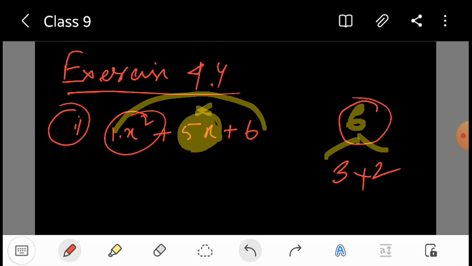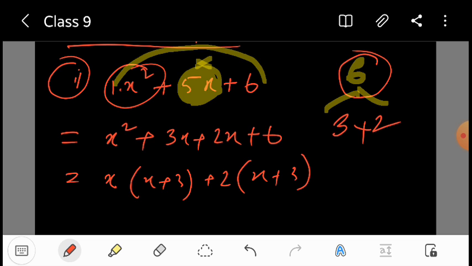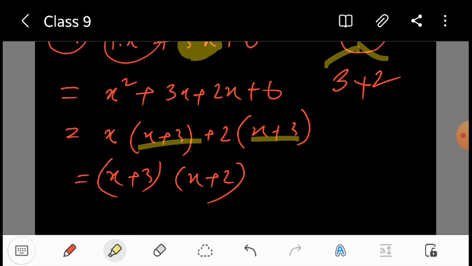So now we can write this one, x square plus 3x plus 2x plus 6, right? Therefore if we take x common, this is x plus 3, and plus 2, I take just this 2 common from this line, right?